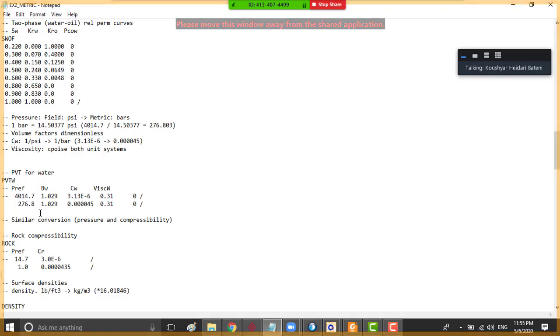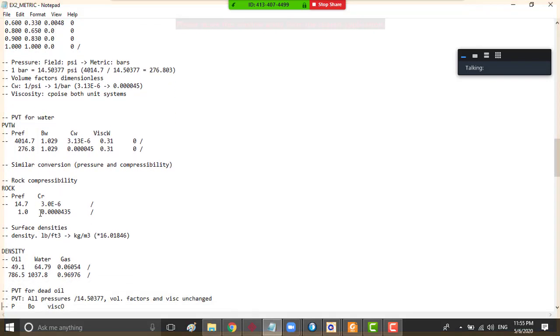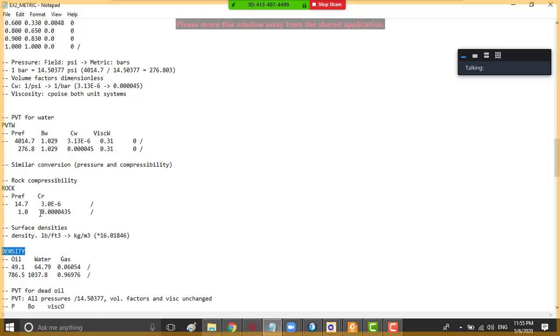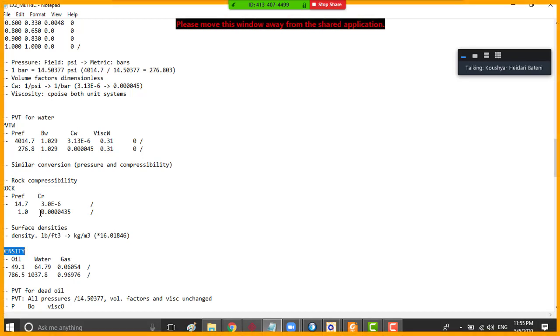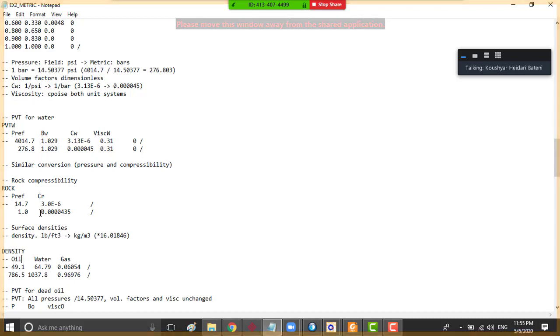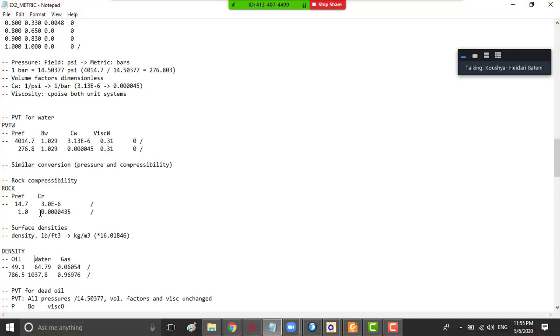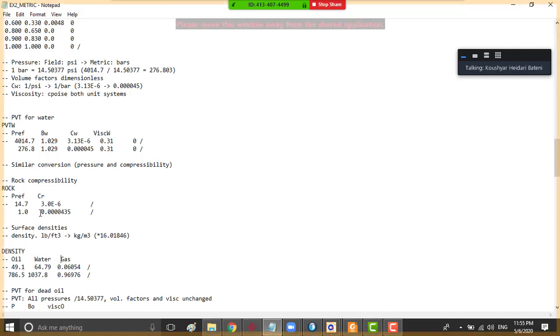Very good. Now, the next keyword that you see here is density. What do you see here? In this keyword, you're going to see the densities for various phases of your reservoir fluid. Here, in the first column is going to be the oil density. The second column is going to be the water density. And the third column is going to be the gas density.